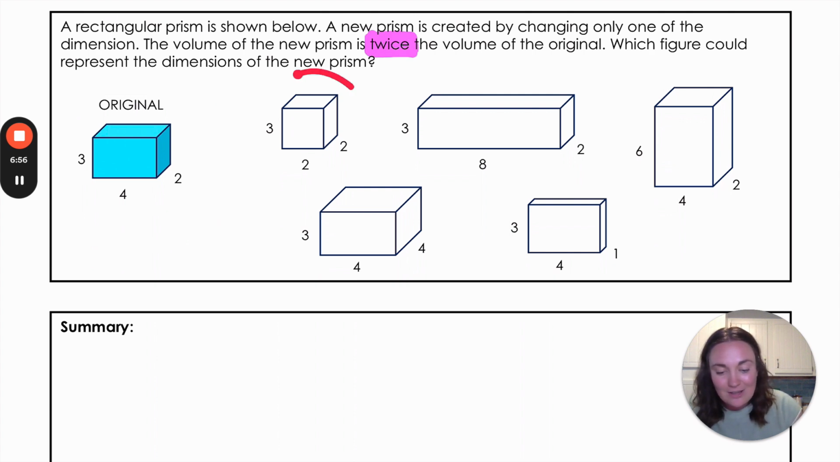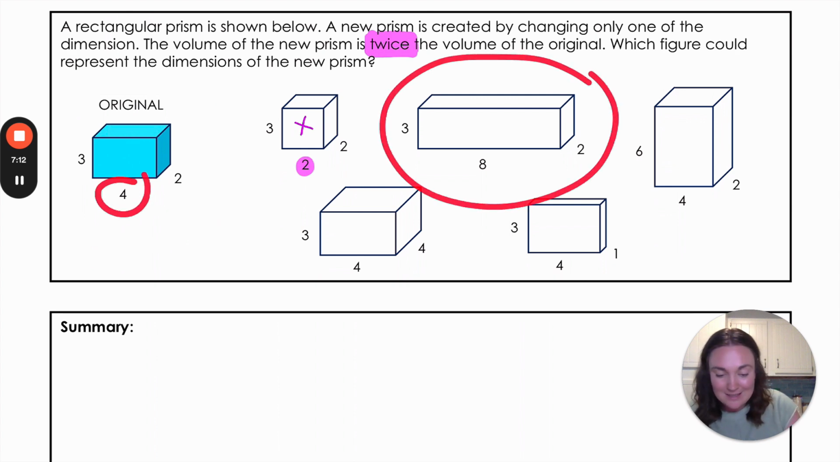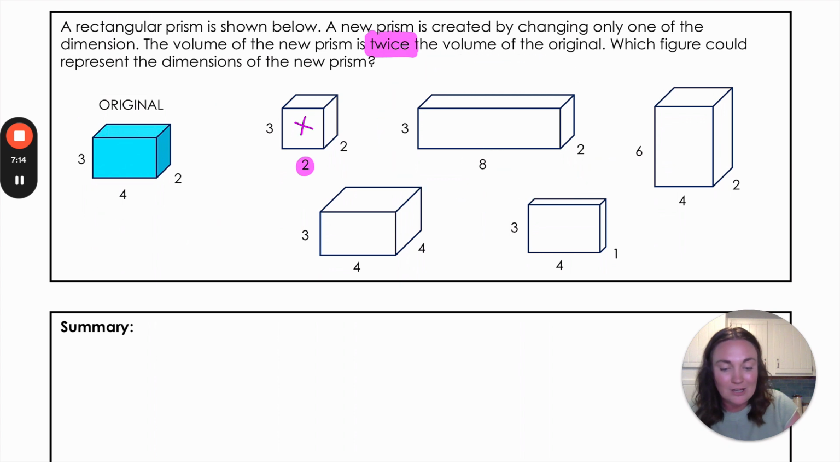So let's take a look at this first one together. They are changing this 4 into a 2. So they did that by dividing by 2, and we don't want to divide by 2. That means it would have half the volume, so this one is out. If we look at our next one, again, they're changing that 4, but this time they're changing it to 8. So this time they multiplied by 2, which means our volume will also be multiplied by 2.